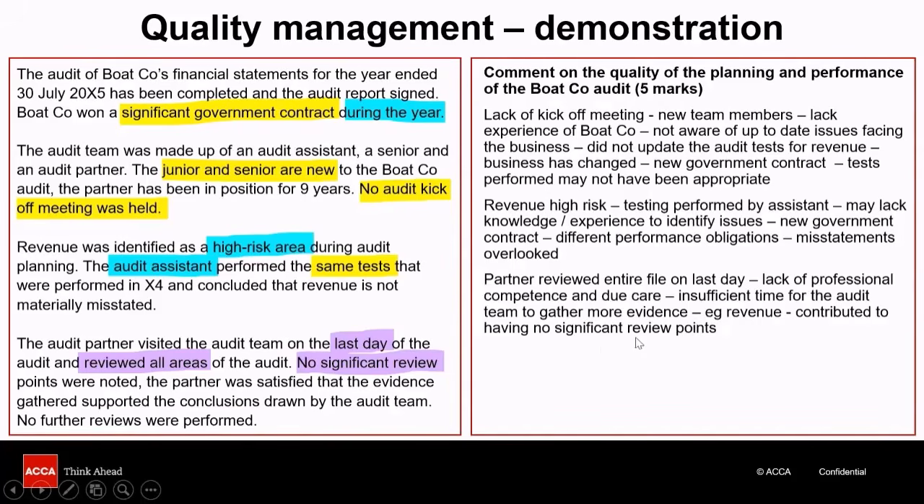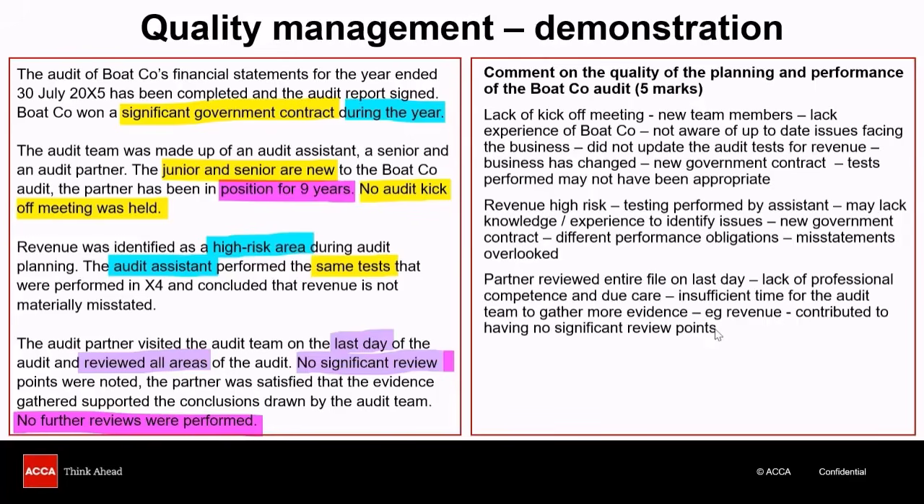Other things that we found in that last paragraph, we talked about there being no further reviews. And if it tells you something didn't happen, it means it should have happened. So what other further review could we have done? Yeah, some sort of independent partner review. That would be a good thing to do. Now, why should one have been done? Well, the audit partner has been in position for 9 years. Okay, there's a potential familiarity threat. They're a bit close to the client. They might assume that things are correct without robustly checking.